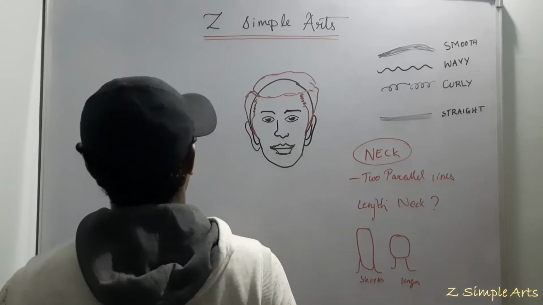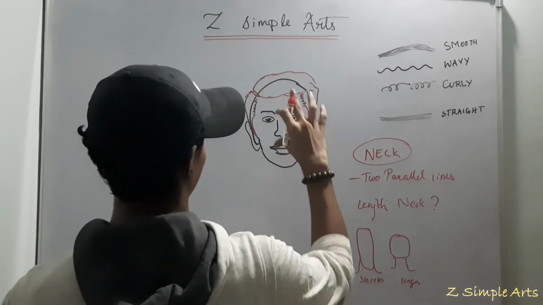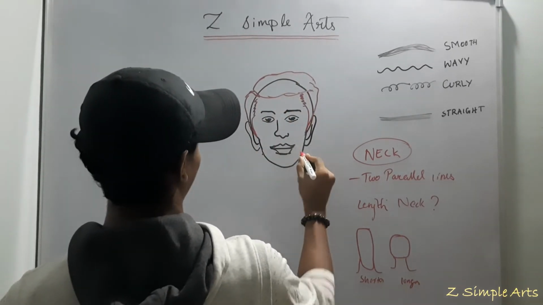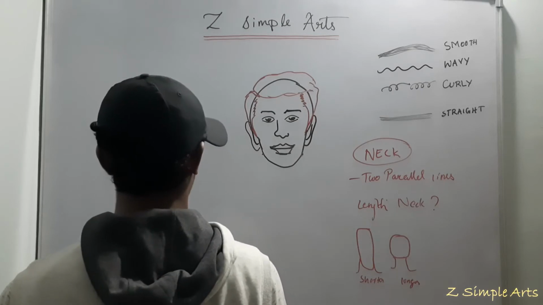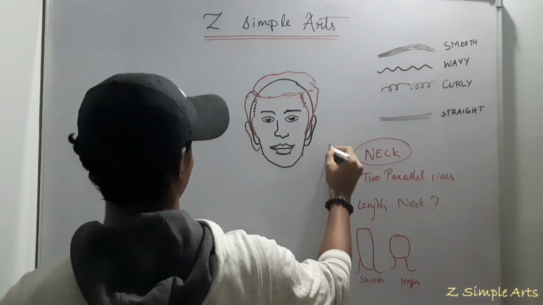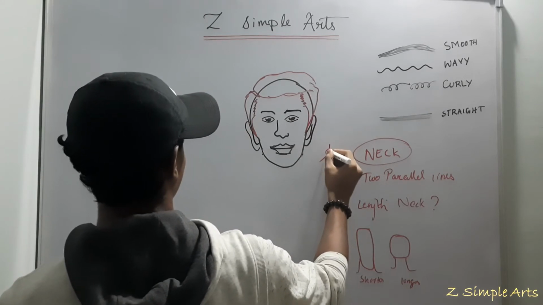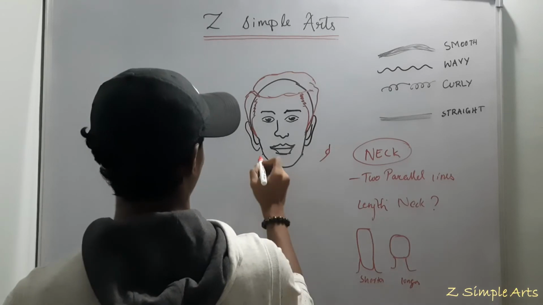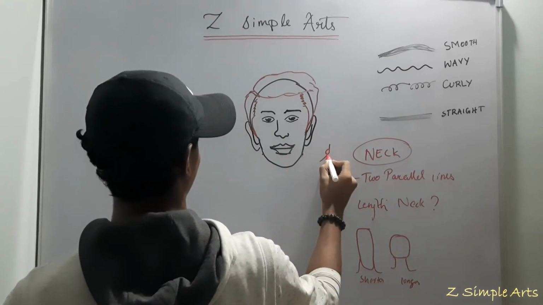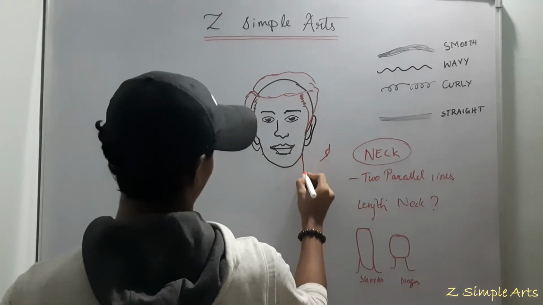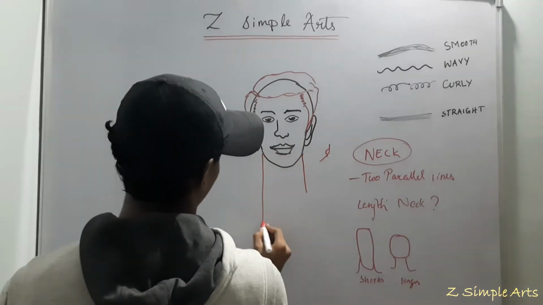So this is a medium size face. So what you try to do here is choose a point. Which exact point? The point of the angle of the mandible. The point at which the mandible takes the sharp curve. So somewhere just below that. So I have chosen this and draw two parallel lines.